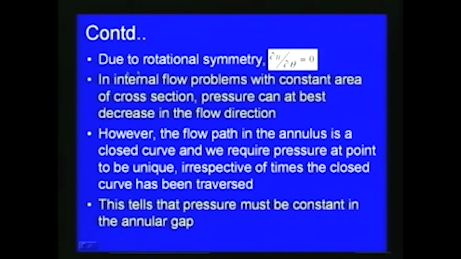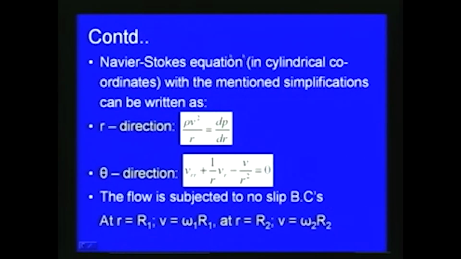So, these are the assumptions which we use for this problem. This tells that the pressure must be constant in the annular gap. We are using certain assumptions like del u by del theta is equal to 0, and we assume that the flow path in the annulus is a closed curve, and also that the pressure must be constant in the annular gap. So, for these conditions now we simplify the Navier-Stokes equation.